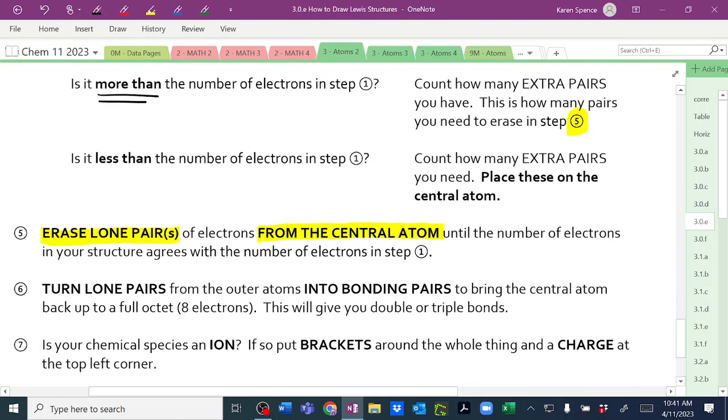Okay, those don't make a lot of sense until we've had examples with them, so we're just going to leave that at this point. Okay, once you have erased lone pairs, you need to turn lone pairs into bonding pairs to bring the central atom back up to a full octet. This will give you double and triple bonds. Now these rules are very nice, have them out in front of you. We are going to do a few examples because they don't make a lot of sense without examples. Okay, so let us start.